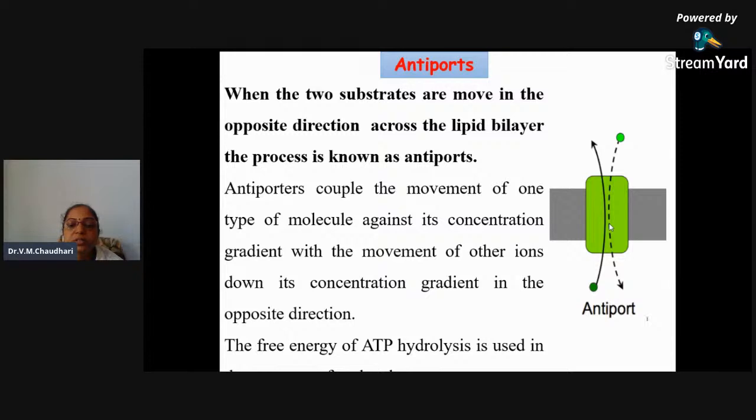In symport two substances move in the same direction, and in uniport only one substance moves in only one direction. So antiporters couple the movement of one type of molecule against its concentration gradient with the movement of another ion down its concentration gradient in the opposite direction.